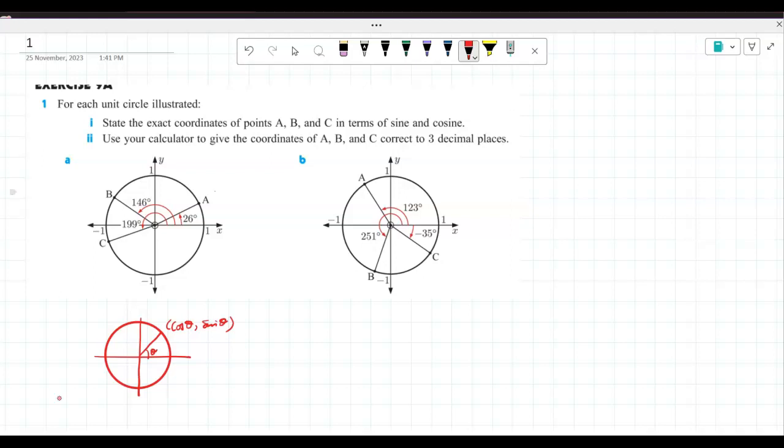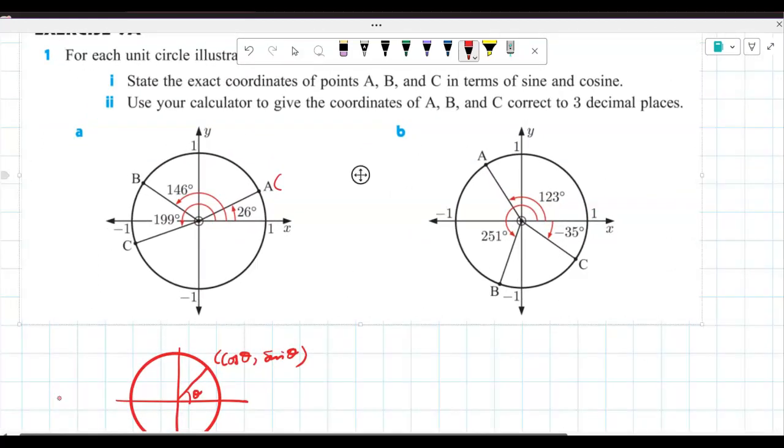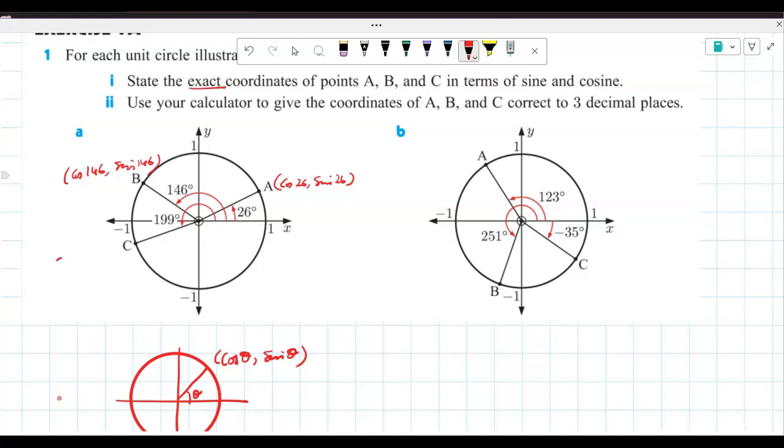So what are the coordinates of A? Cos 26, sin 26. This is exact. When they say exact value, it means you leave it as cos 26, sin 26. Okay, for B, cos 146, sin 146. C, cos 199, sin 199.